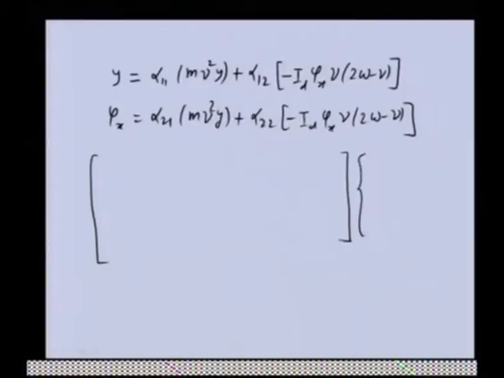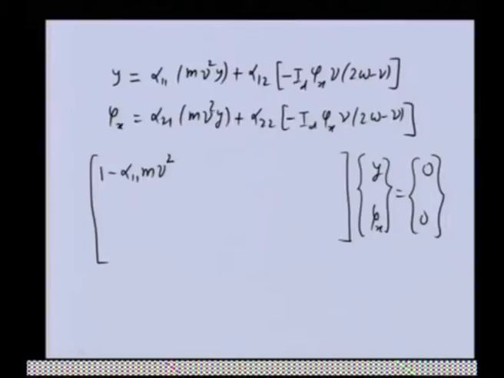like this, where y and phi x we can write. So, here we will be having 1 alpha 1 1 m nu square, then here alpha 1 2 nu (2 omega minus nu). Here we will be having, now I am keeping 1 2 and 2 1 same, because they always will be same.